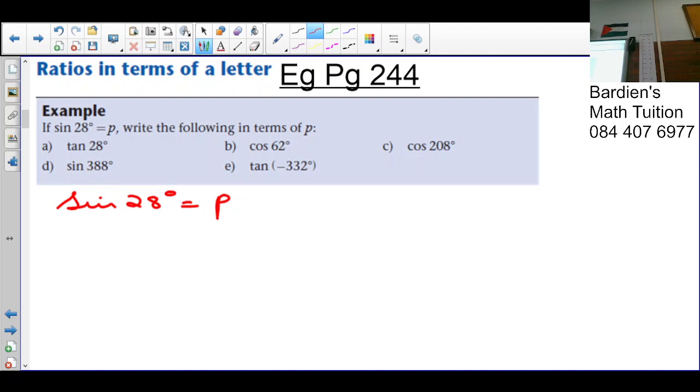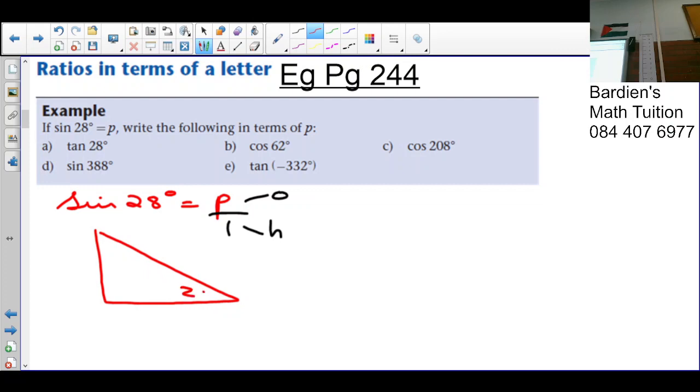Now you ask yourselves, what does sine stand for? Opposite over hypotenuse. You all agree with that? Any confusion? If that was a cos, it would have been adjacent over hypotenuse. If this was a tan, it would have been opposite over adjacent. You guys understand? We draw a triangle.